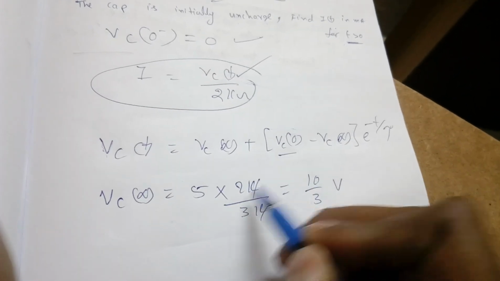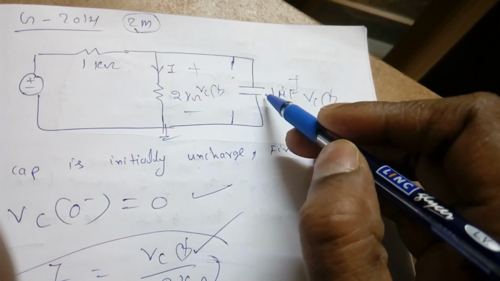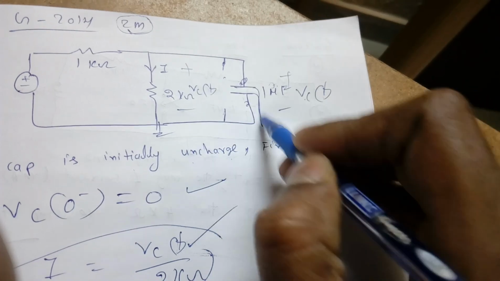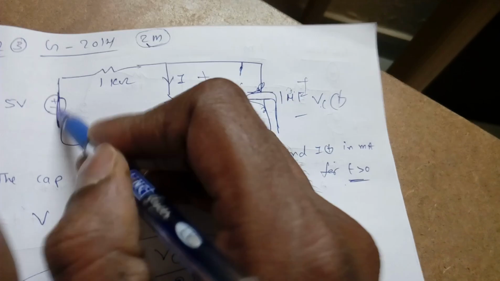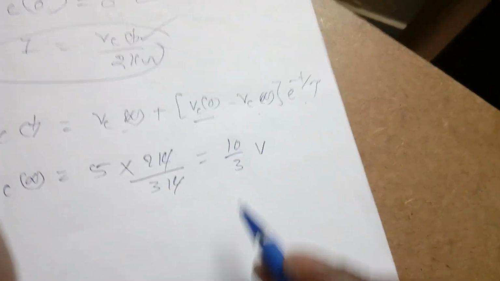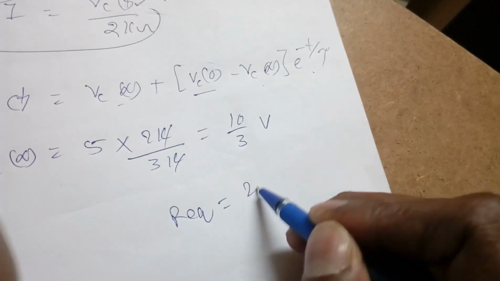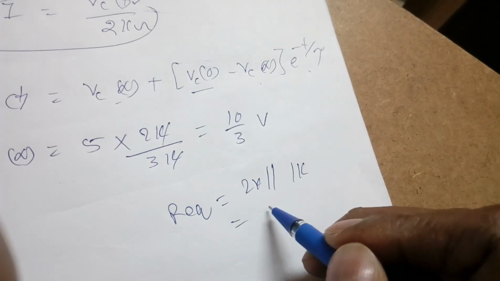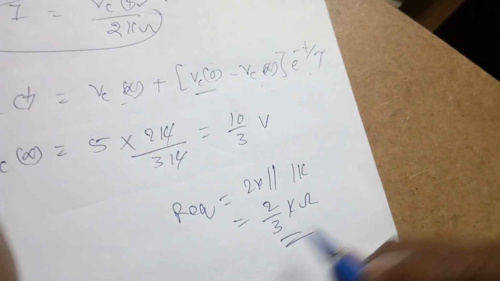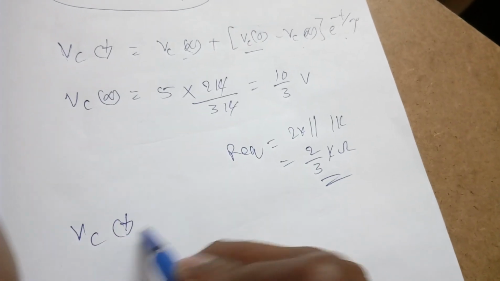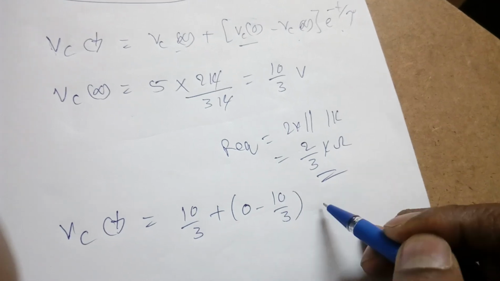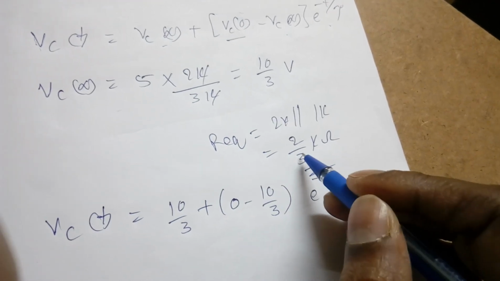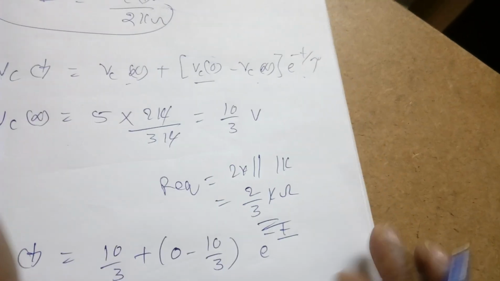Now Vc of 0 we know, Vc of infinity we know, we need to find only tau. Now where we need to find the tau? Open the capacitor, then looking into the circuit, make independent sources 0, so it is nothing but 2k parallel with 1k. So R equivalent is 2k parallel 1 kilo, which is 2 by 3 kilo ohms. That's it. So what is Vc of t? Vc of infinity 10 by 3 plus 0 minus 10 by 3 e power minus t by tau.